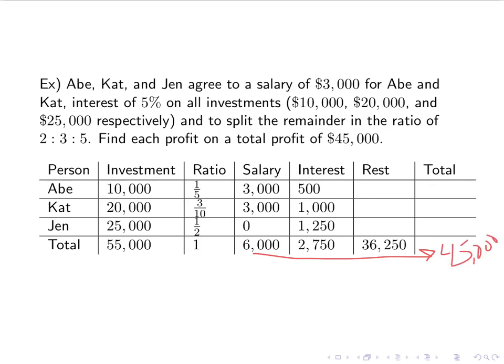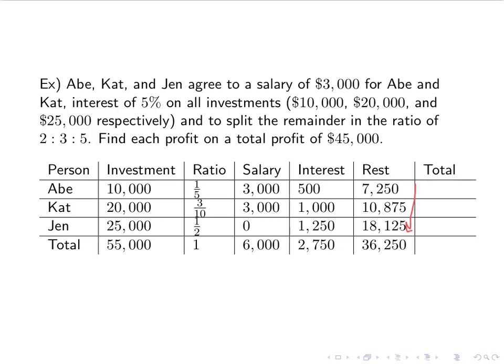Okay? And then from here, I'm going to take my ratios and multiply them by my rest to find these guys. So 1/5 of 36,250 is for Abe, 3/10 of 36,250 is for Kat, and Jen gets half of it. So we fill those in. Double check it, make sure these add up to 36,250. You always want to check, especially when you're in the middle, so that you're not checking for the first time at the very end, where you then have to go and check every single step along the way anyway.